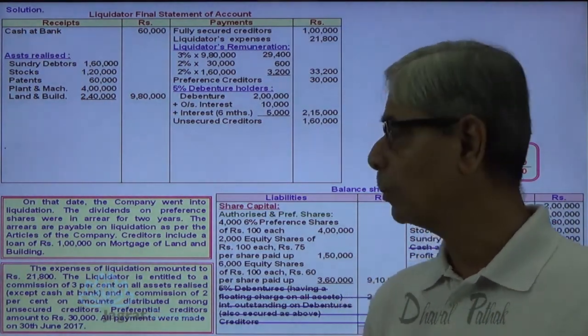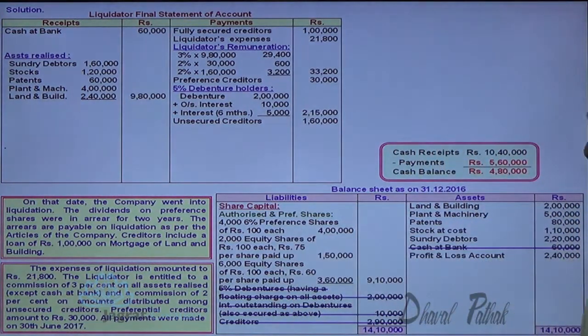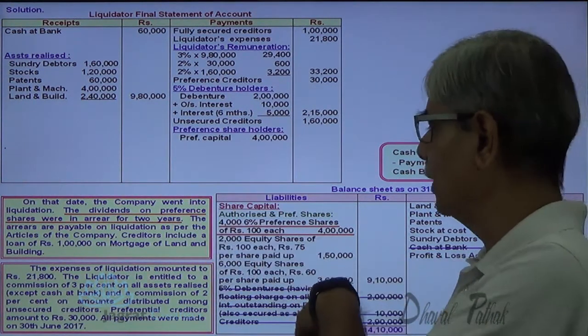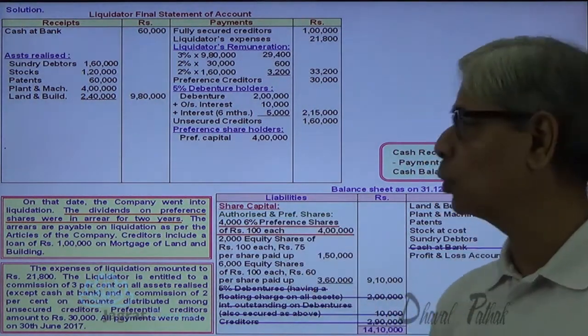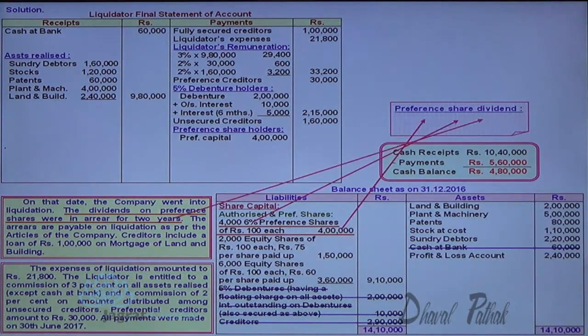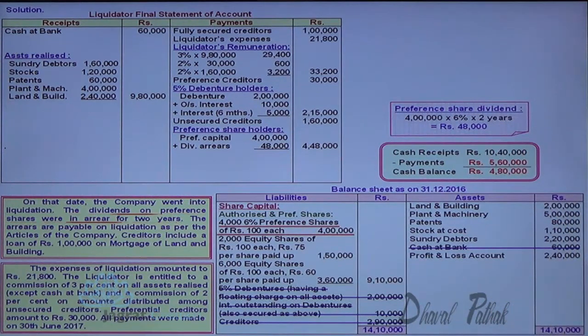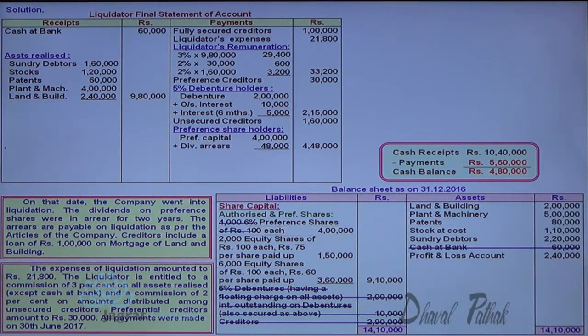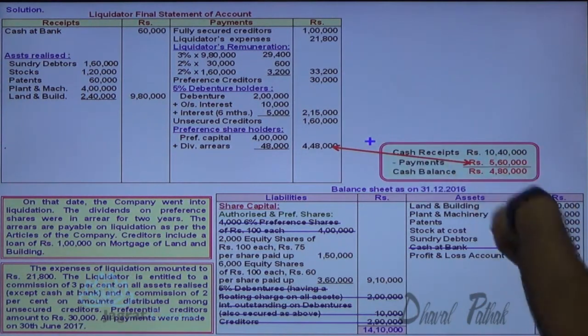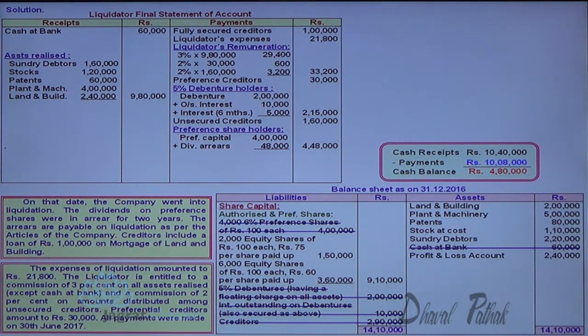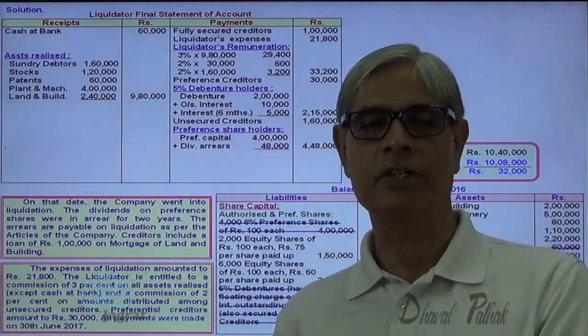Now after that I am required to pay preference share capital. Preference share capital is 4 lakhs. Dividend is in arrears for 2 years. So 4 lakh into 6% into 2 years. 48,000 dividend to be paid. So 4,48,000 paid to preference shareholders. After that, how much is the cash balance? 560 minus 448. So now I have got a cash balance of 32,000 available for equity shareholders.